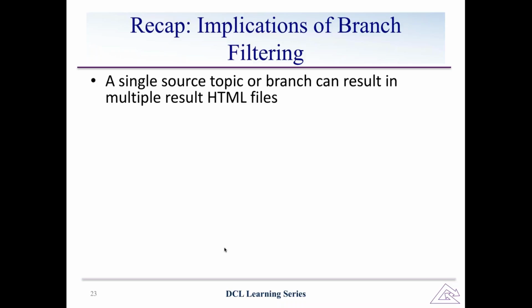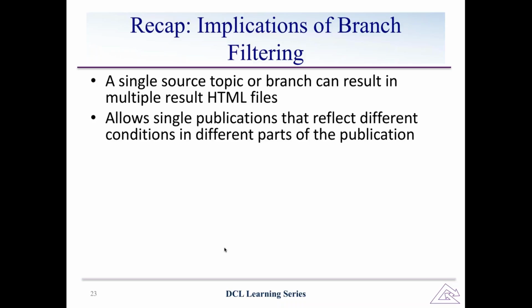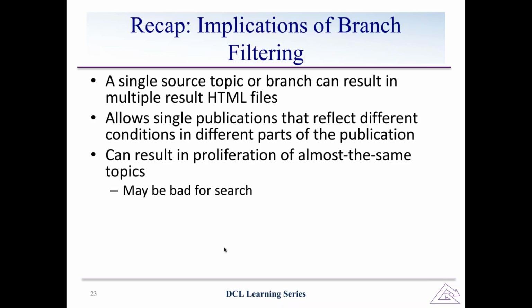Right? So a single source topic or branch can result in multiple result HTML files. That allows single publications to reflect different conditions in different parts of the publication. That's a very important feature that we certainly didn't have in DITA 1.2, and that a lot of people need. Right? But that can also result in a proliferation of topics that are almost the same.